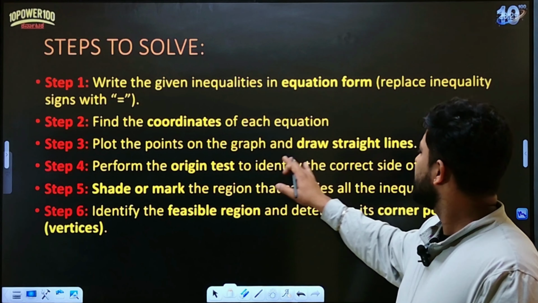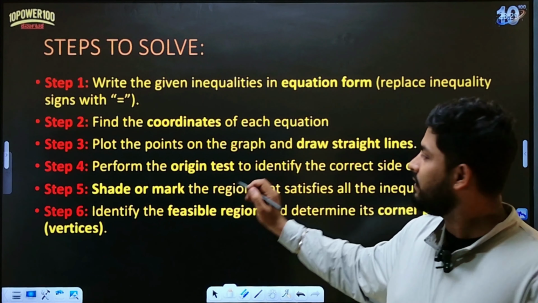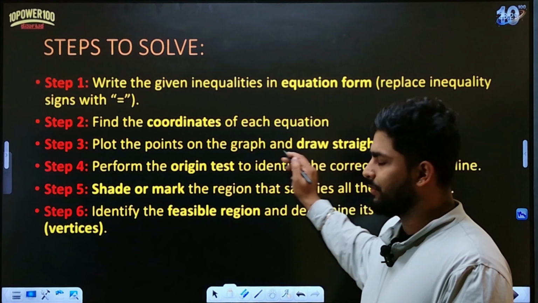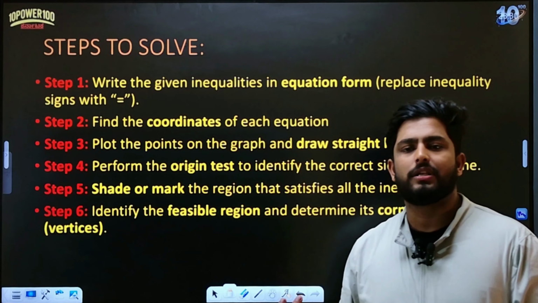Next one, plot the points on the graph and draw straight lines. So please go for this third step. I could have easily given step 4 first and step 3 next, but I have given plot the points. So please plot the points. This is very important. And after that, go for the origin test. I'll tell you what the origin test is later.